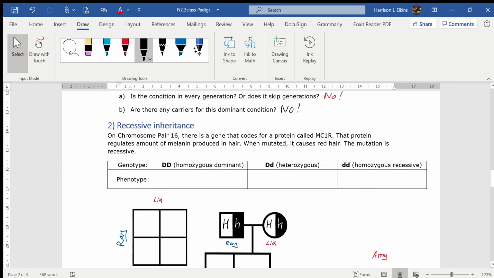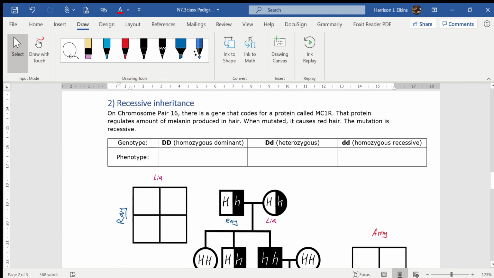Let's go down and look at red hair. On chromosome pair 16, there's a gene that codes for a protein called MC1R. This protein regulates the amount of melanin, or brown pigment, inside your hair. If it's mutated, it causes red hair. Now this mutation is different because it is recessive. The last one we looked at was dominant, but this one's recessive.